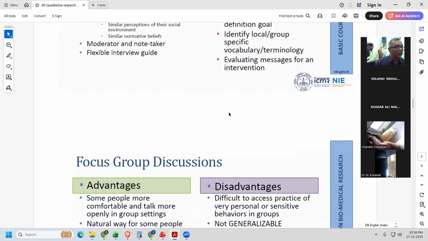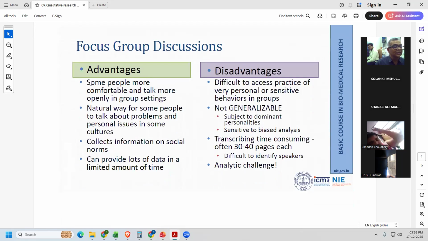Okay. What are the advantages? Some people are more comfortable and talk more openly in a group, because I am not the only one there, multiple people are there. In some cultures, it is a natural way for people to talk about problems and personal issues. It collects information on social norms and can provide lots of data in a limited amount of time, because I have given only 1 hour and have a group of people, so I can get many ideas or data in 1 hour.